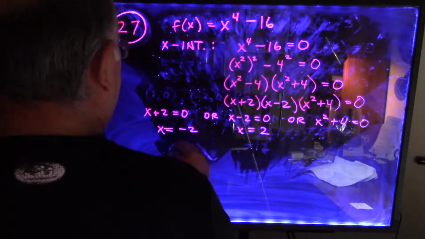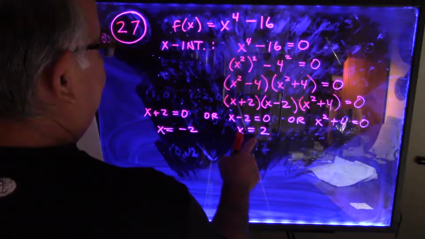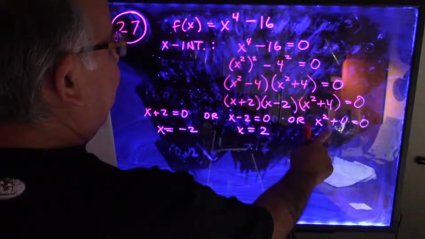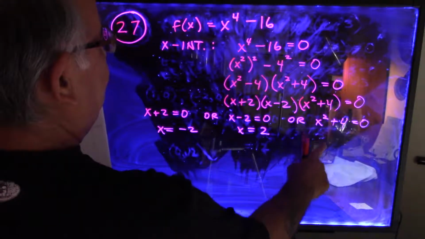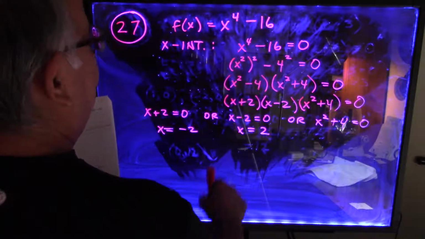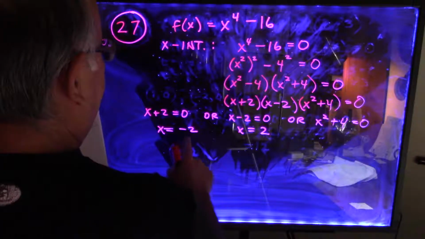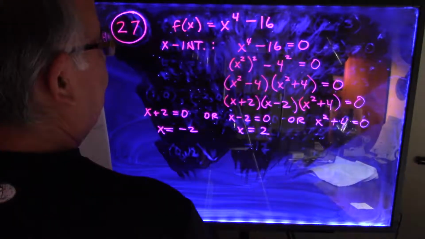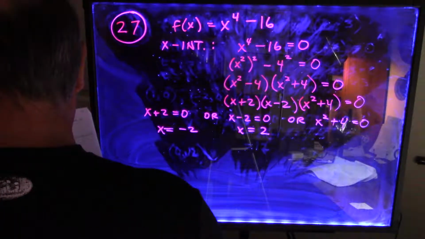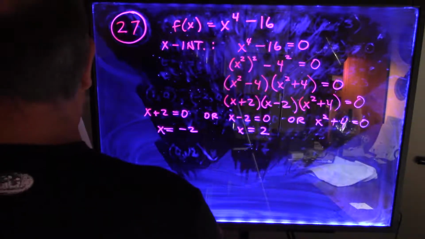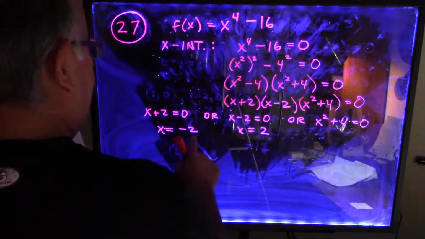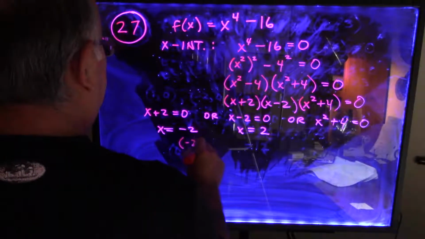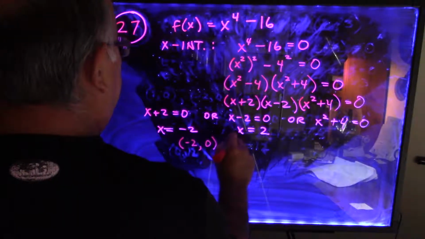So we're talking about the intercepts too. So this won't even show up, the imaginary solution. It won't even show up on the graph. So these two will show up as intercepts. All right, this one, you won't see that as an intercept. Alright, so just leave that alone. And so we've got negative 2, 0, and 2, 0.